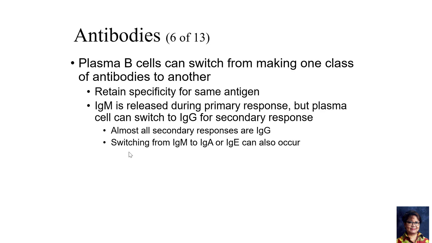Plasma cells, meaning the cloned B cells, can switch from making one class of antibody to another, depending on what they are capable of doing. If they carry the genes to do it, they can switch. They retain specificity for the same antigen, and immunoglobulin M is released during the primary response, but the plasma cell can switch to IgG for the secondary response.